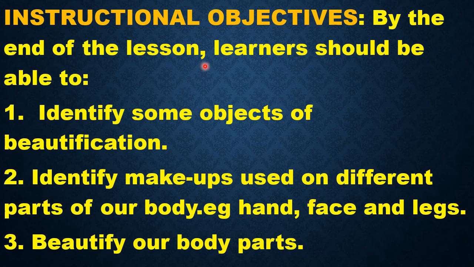What are our instructional objectives? By the end of the lesson, I hope you're paying attention, I want you, my beautiful learner, to: 1. Identify some objects of beautification. 2. Identify makeups used on different parts of the body, such as on our hand, on our face, and on our legs, and then be able to beautify our body parts. I would like you to beautify your body parts at the end of this lesson. Remember, these are the instructional objectives you'll be looking out for at the end of this lesson.